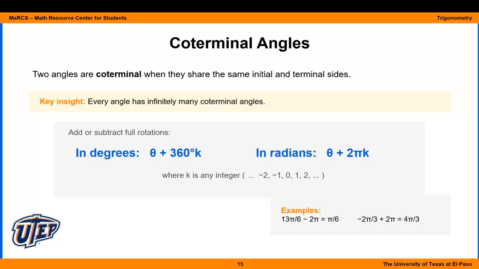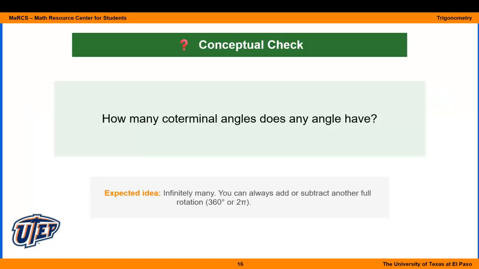Two angles are coterminal if they share the same initial and terminal sides. This happens when we add or subtract a full rotation. A full rotation equals 360 degrees or 2 pi radians. So the general forms are theta plus 360k or theta plus 2 pi k, where k is any integer. This means that every angle has infinitely many coterminal angles.